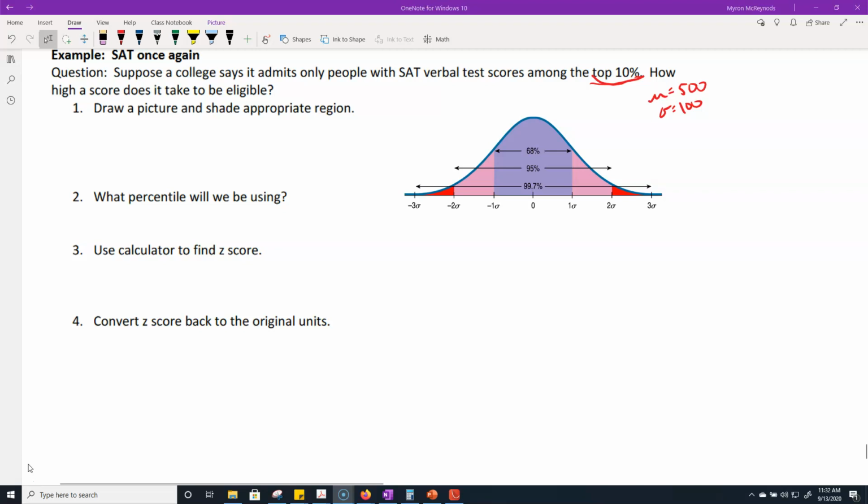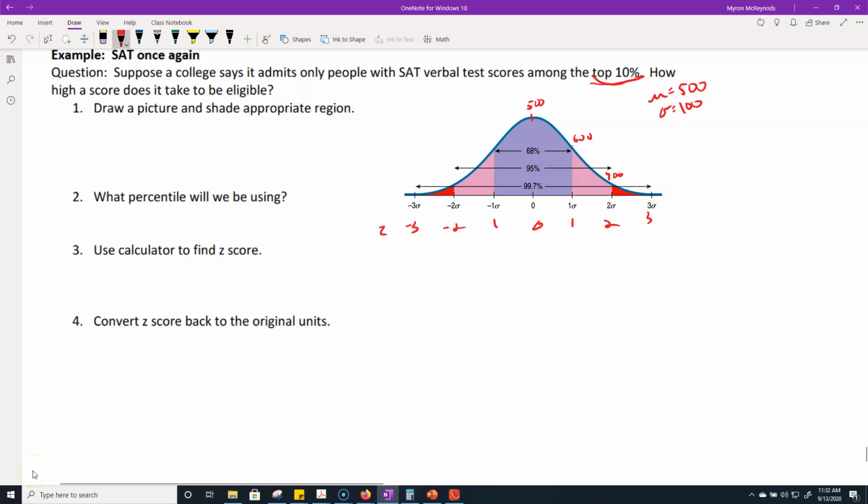Remember, our mean is 500. Our standard deviation is 100. Mean is 500, so that would be like 600, 700, like that. And remember, these are our z-scores down here. Z: -3, -2, -1, 0, 1, 2, 3.